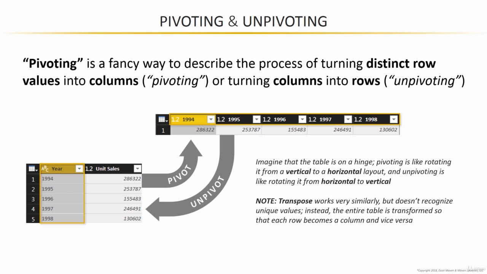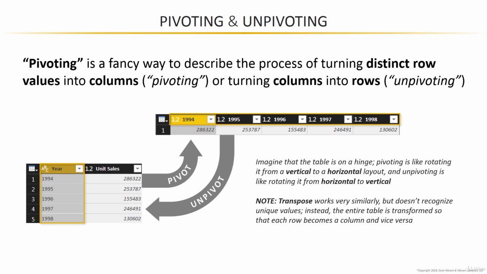Now, one thing to note, there's another tool in the query editor called transpose, and that works in a really similar way, but the difference is that it doesn't recognize unique values. So if you're dealing with a table like the one we're looking at here, where we don't have duplicate years or unit sales, pivoting and transposing would yield the exact same result. But if instead we had two rows of 1994, for instance, pivoting would collapse both of those rows into a single 1994 column, while transposing would preserve both versions and keep two separate columns, each with a 1994 header. So one way to think about it is that transpose is kind of clunkier, it's kind of brute force. It just takes the entire table and it just flips it on its side.